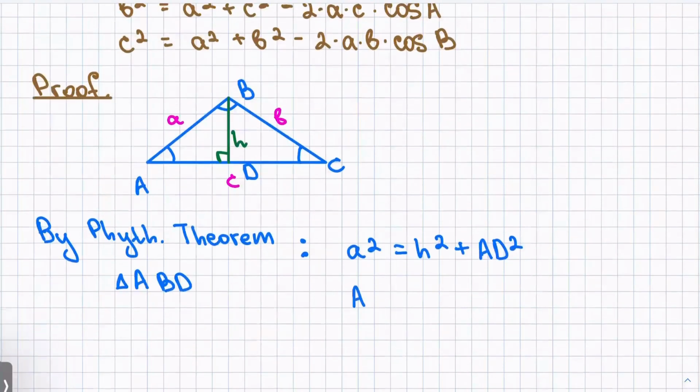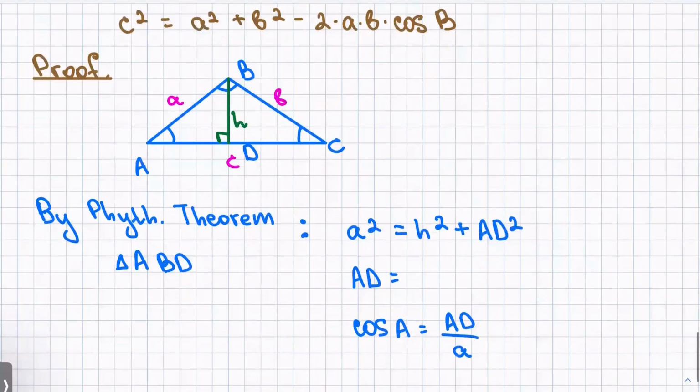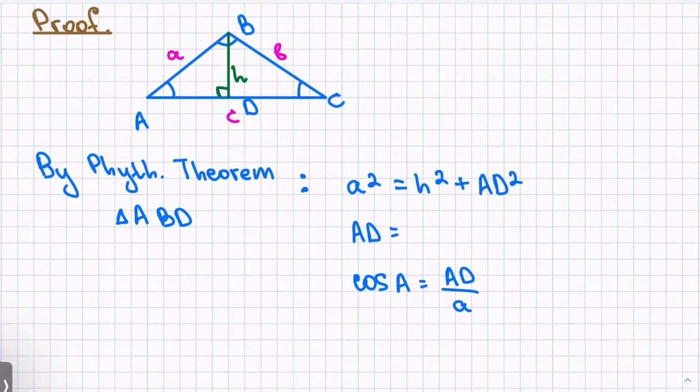But what is AD, dear students? Of course, we don't know here what AD is. It's some part of the edge C, but we can actually find a very nice expression for this side AD, because we know the definition of the cosine of the angle A. So what is the cosine of the angle A? By definition, it is the adjacent side over the hypotenuse. The adjacent side here is AD and the hypotenuse is A. So from this, it follows that AD is actually A times cosine A.